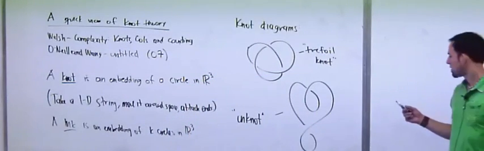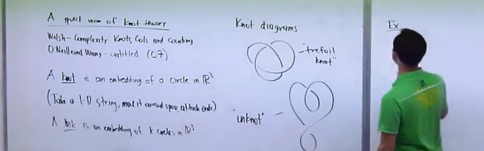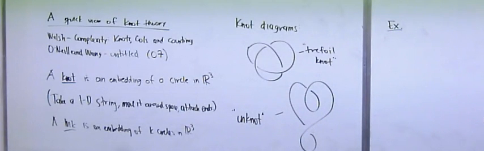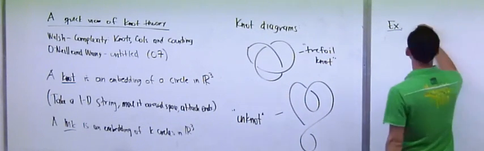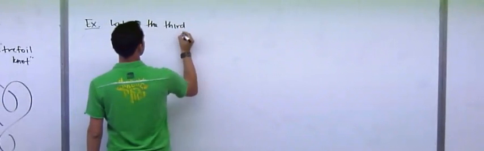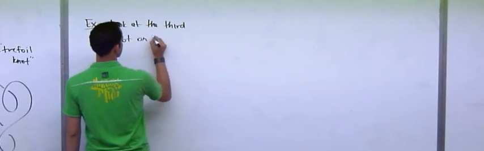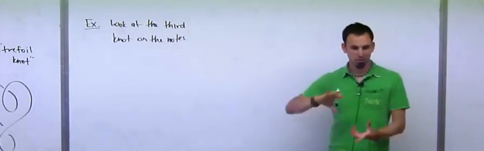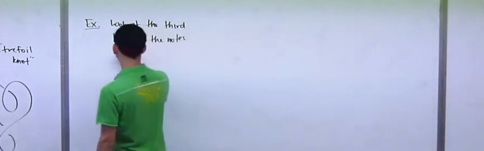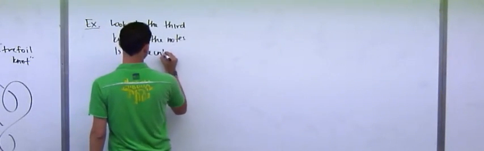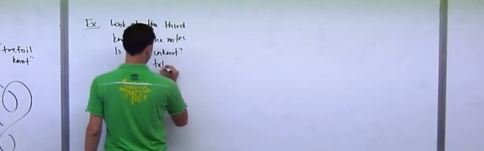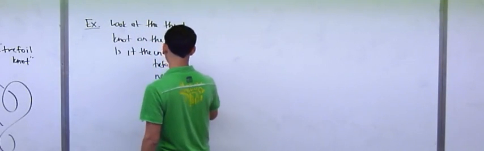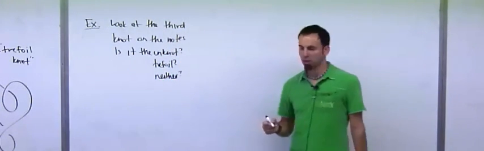And actually, there's an exercise that I'm going to give you guys, which is that I drew a more complicated knot on the notes, and I'm not going to try to do it right now. But look at the third knot I drew on the notes, and I want you to see if you can unravel it. Is it the unknot, or the trefoil knot, or neither? I want you to do that.